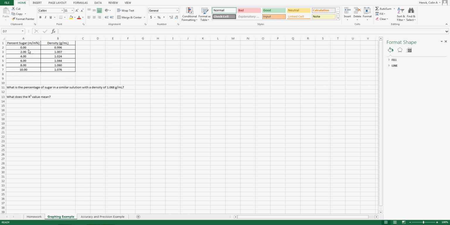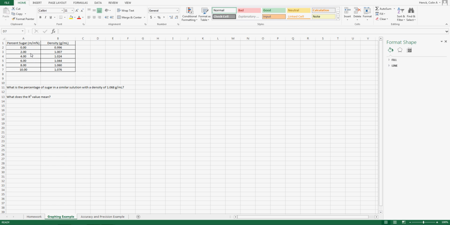Here we're given some different percentage sugar and densities for several different solutions. So a 0% sugar solution, or just pure water, has this density in grams per milliliter, and for example an 8% by mass sugar solution has this density. And what we're going to do is graph this data and make what's called a calibration curve.